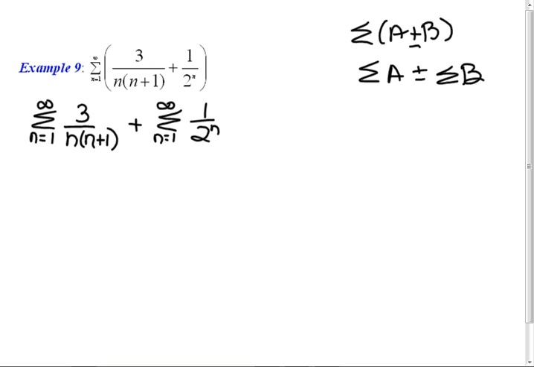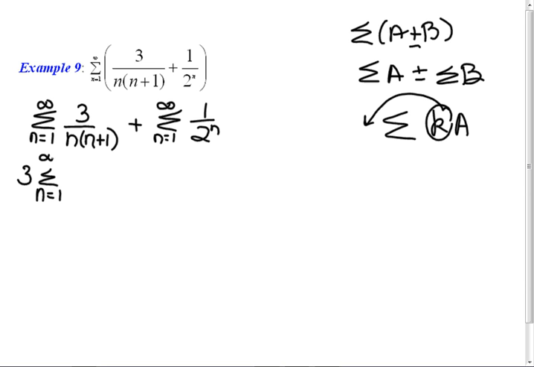Now, here's another thing you can do with sigma. If you have some constant times A, you can pull this constant out in front. So I can pull this 3 out in front. And we just found this sum, didn't we? What was that sum equal to? 1. Okay, so this is 3 times 1. Does anybody recognize what this other series is? Now, for this big series to converge, both must converge. But you recognize that?